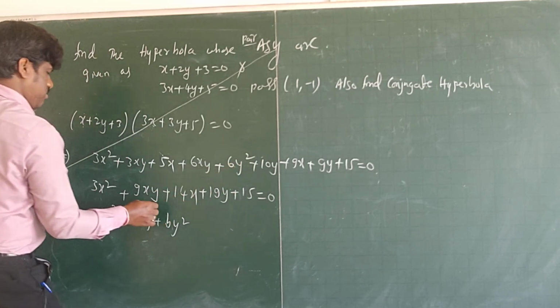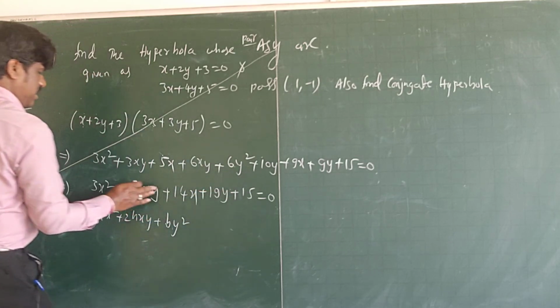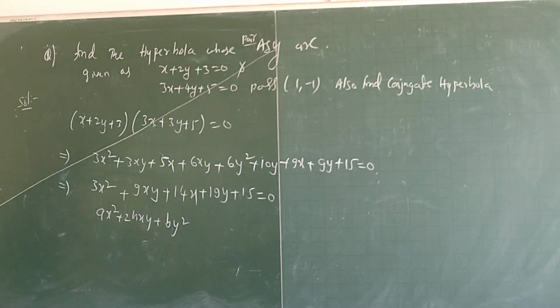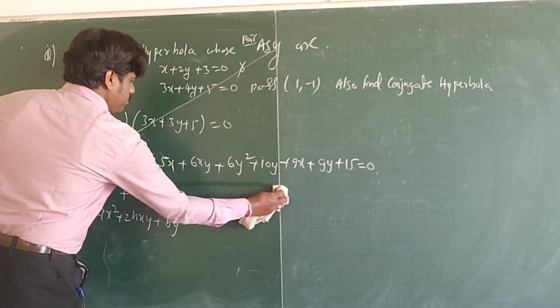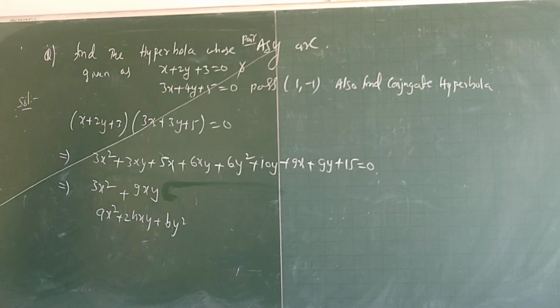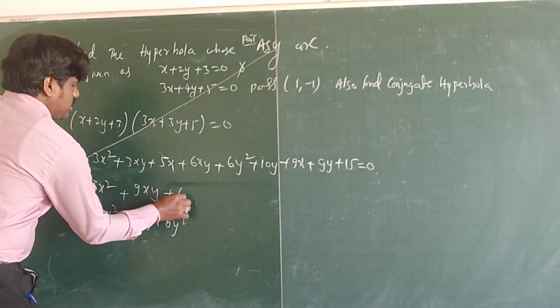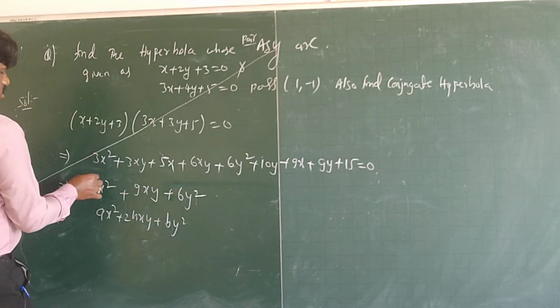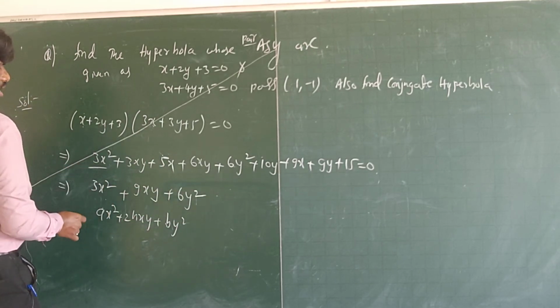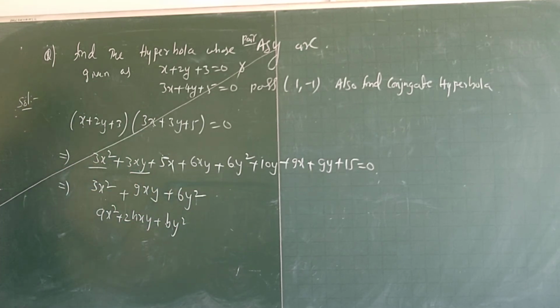Okay, plus 6y square. We have to add plus 6y square also here. You can write here plus 6y square. Look at there, is it missed or not? 3x square, I added 3xy, yeah.